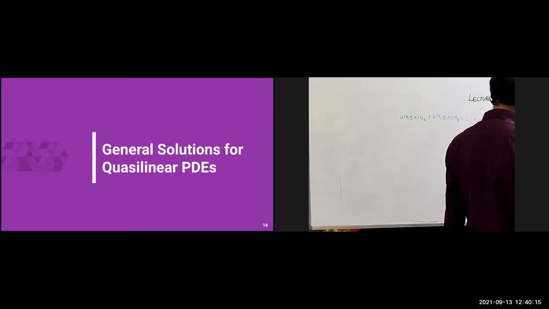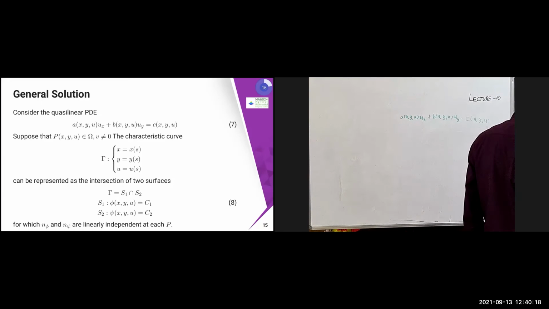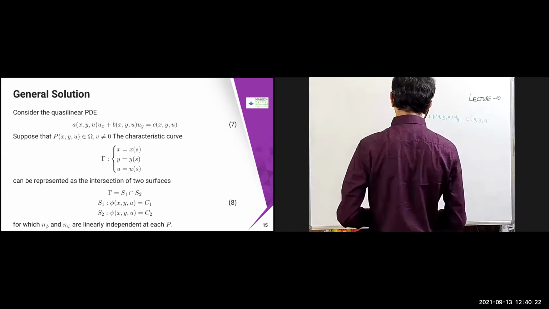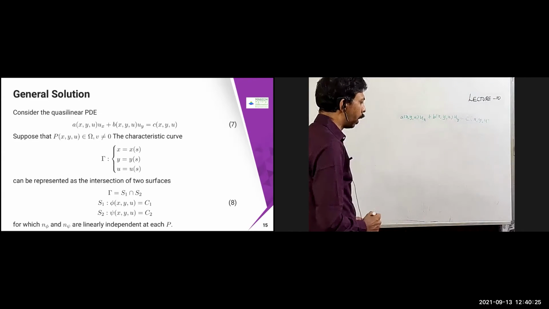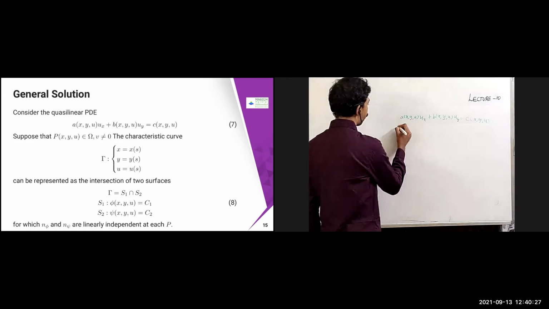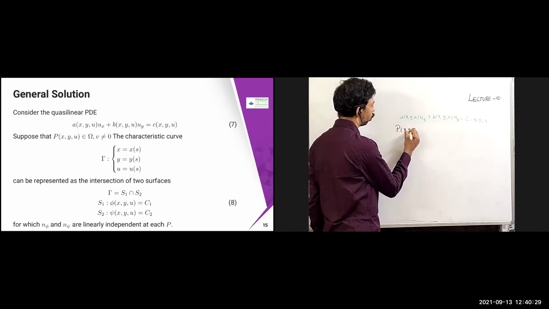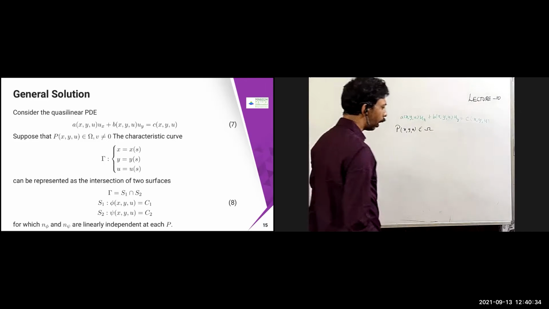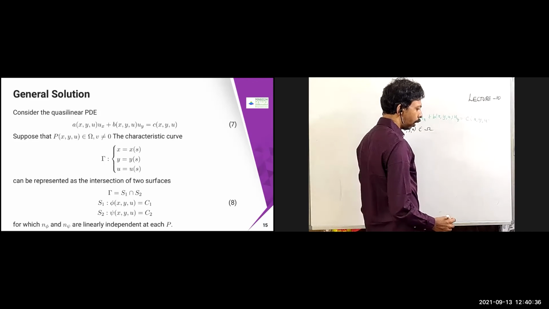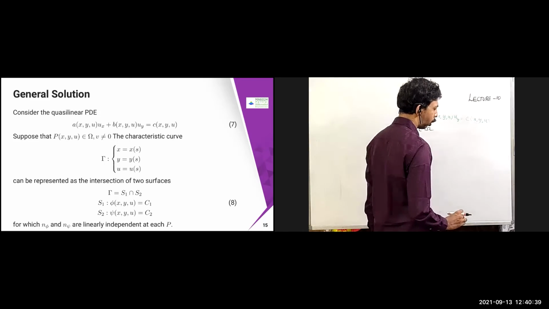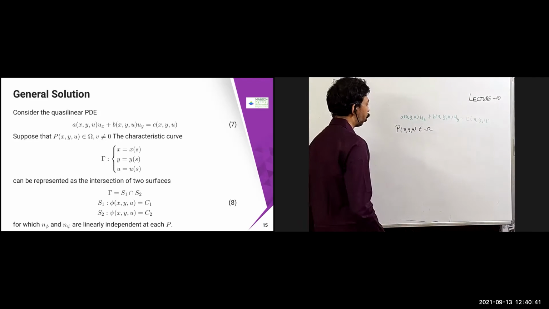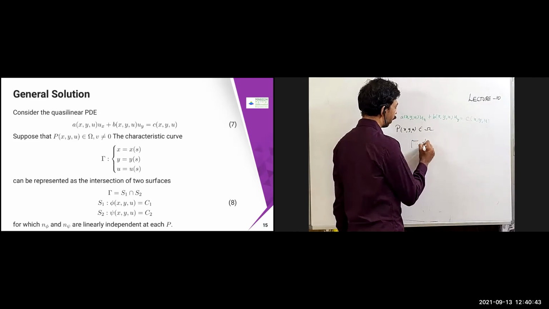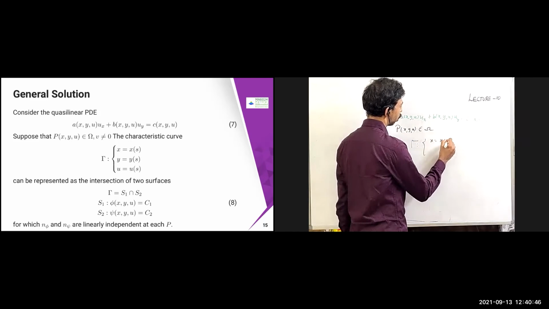Now for this problem, we are going to solve the equation and find a general solution function. How do we find a general solution function? Let us see that. Let us consider a point P of x comma y comma u in omega, where omega is the domain, and let us take a characteristic curve. I'm going to take this characteristic curve gamma such that x equals x of s, y equals y of s, u equals u of s.